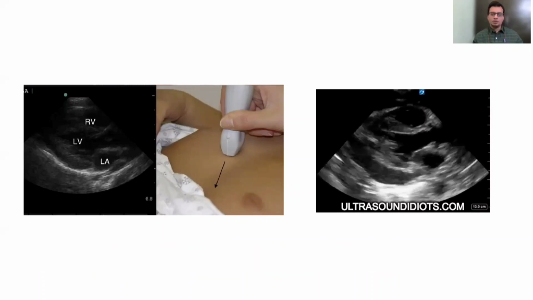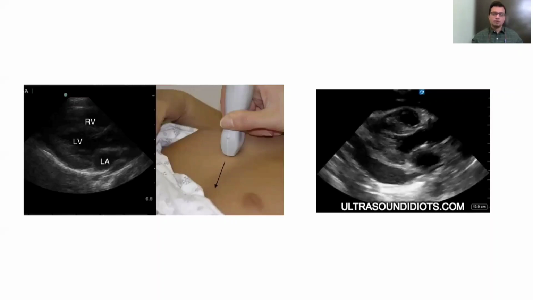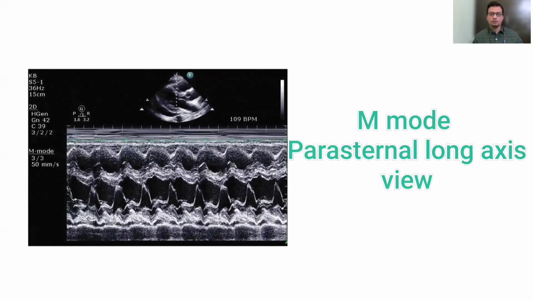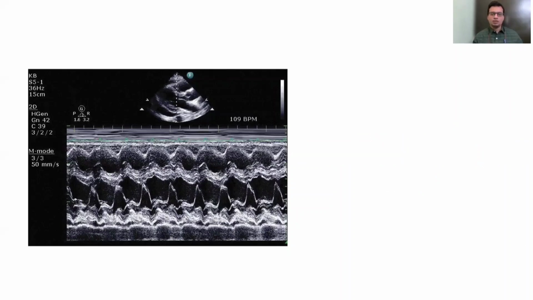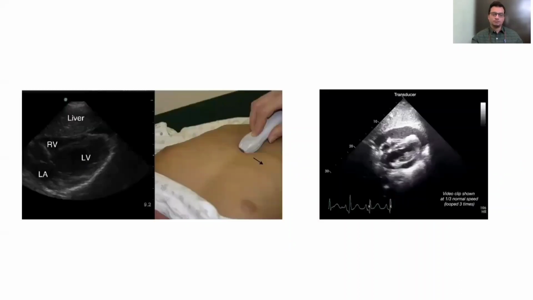At end diastole, echo-free space between the pericardial layers can be measured along the posterior wall of the left ventricle. M-mode echocardiography in the parasternal long axis view shows an echo-free space between the visceral and the parietal layer of the pericardium, and this sign is seen only in systole when the pericardial effusion is mild. But if you see this sign during the complete cycle, meaning systole as well as diastole, then the effusion is at least moderate to severe or a profound effusion.